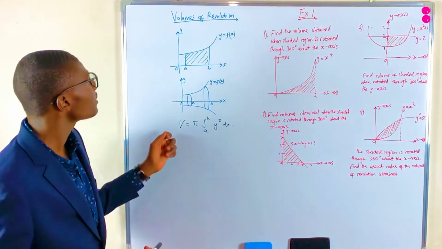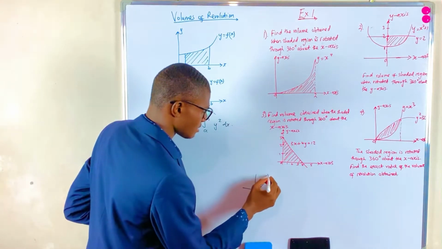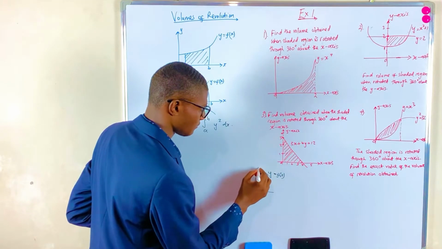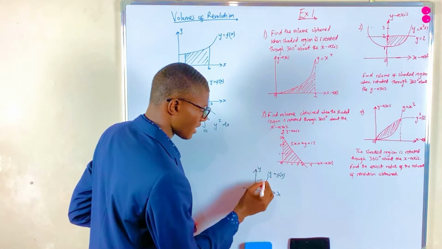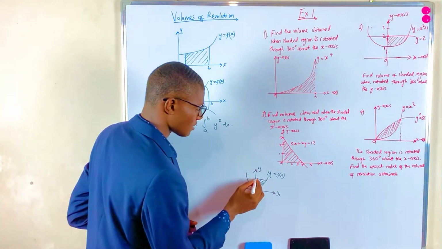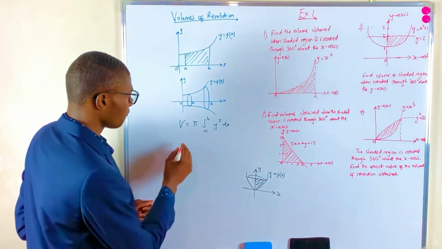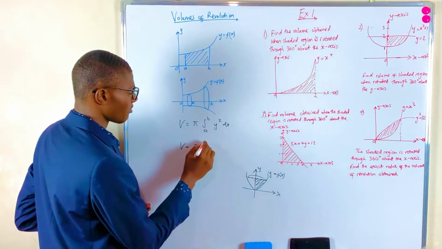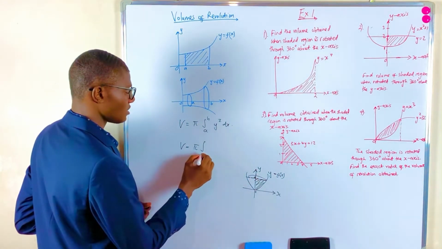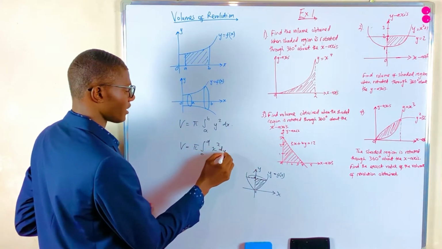In situations where we've got a region that is, say, rotated about the y-axis, so there's the y-axis and then the x-axis, let's say this region has been rotated about the y-axis. We'll form a solid like that. Then our volume will be given by pi integral from the limit, say c up to d, so from c to d of x squared dy.